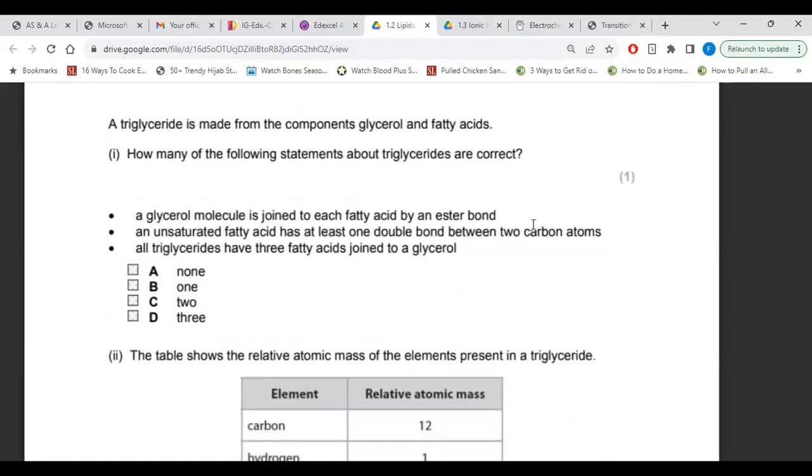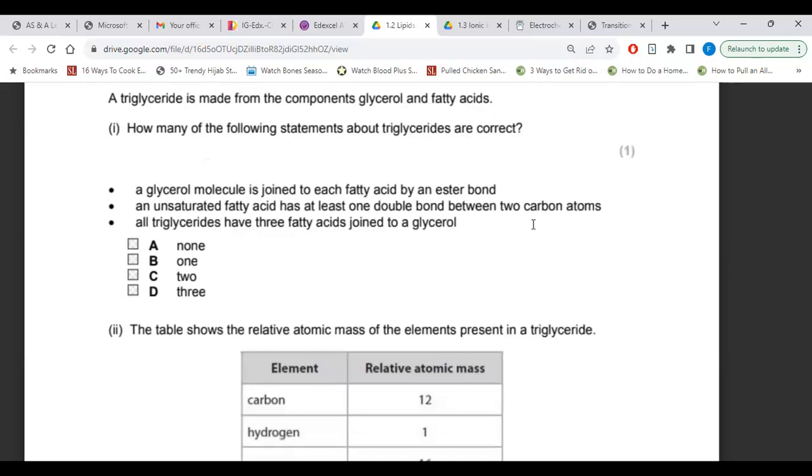A glycerol molecule is joined to each fatty acid by an ester bond. What do you think? Is that correct or incorrect? Correct. An unsaturated fatty acid has at least one double bond between two carbon atoms. Correct or incorrect? Correct. All triglycerides have three fatty acids joined to glycerol. Yeah, that's also correct. So all three statements are correct. Our answer will be option D.